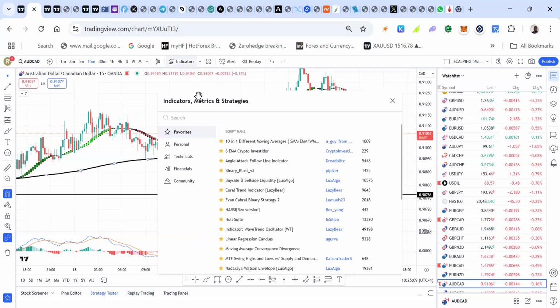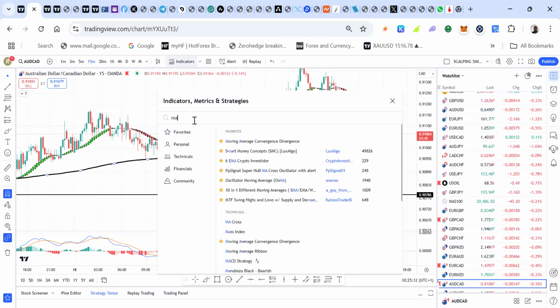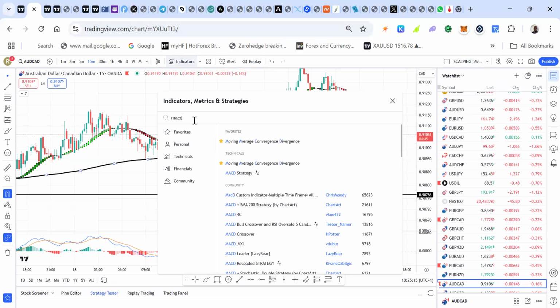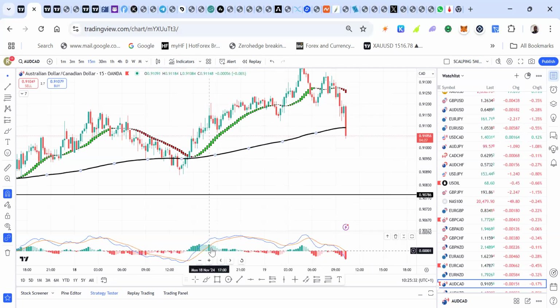Then you want to add the third indicator. The third indicator is MACD. MACD is moving average convergence divergence. When you click on it, it comes here. Then you leave it on the default settings. So this is the smoothed Heikin Ashi candle, this is the 200 moving average, and this is MACD. These are the things you are looking for on this strategy.